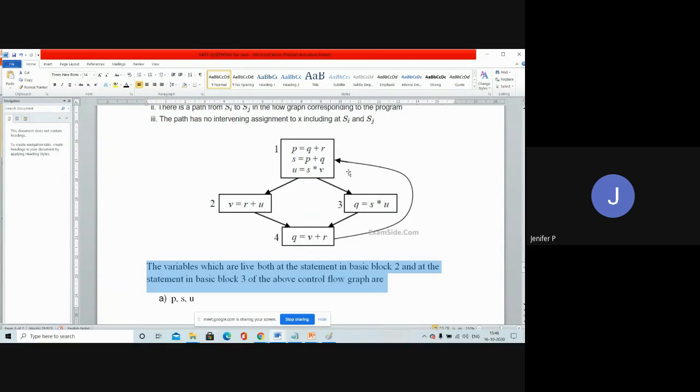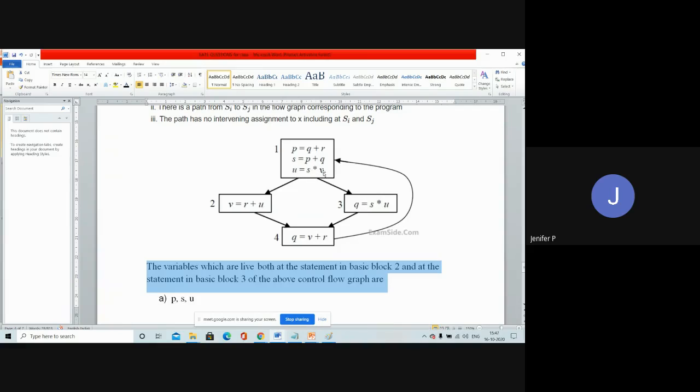Okay, let's see the next. Next, I have said p and q are not live, and r is live. Now what is next? s is equal to p plus q. So s already had some definition, but now it is redefined. So the old definition has been dead. Okay, so s is also used, so we can leave s as it is. And p and q we have already discussed. For now only r is live.